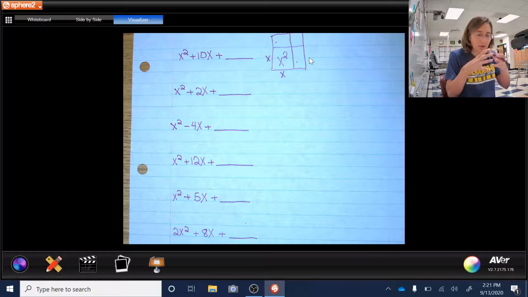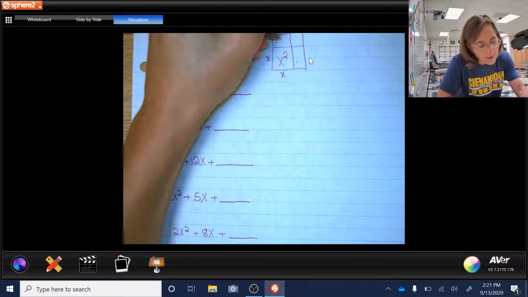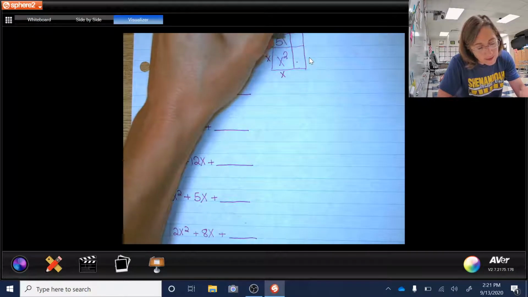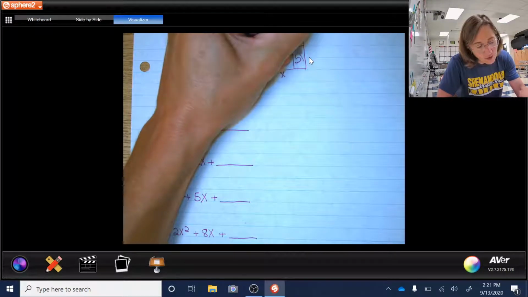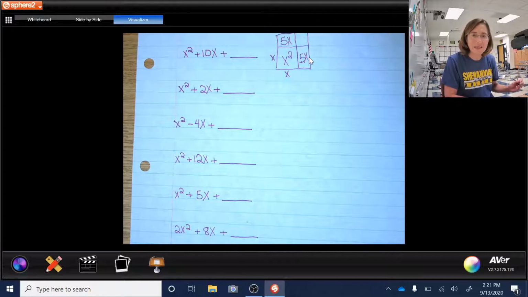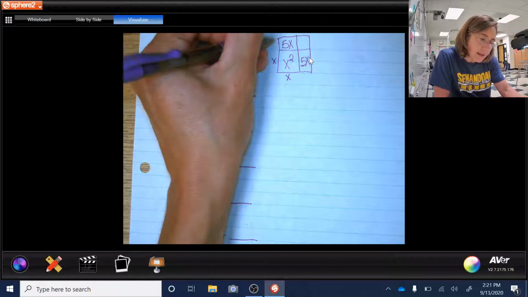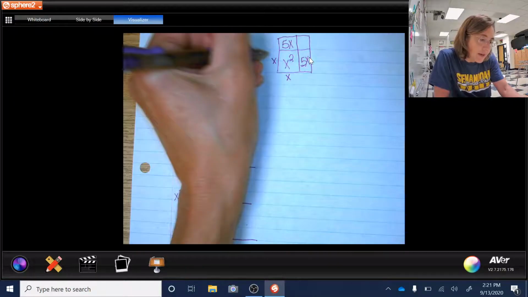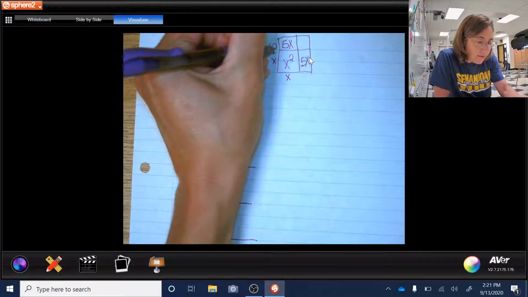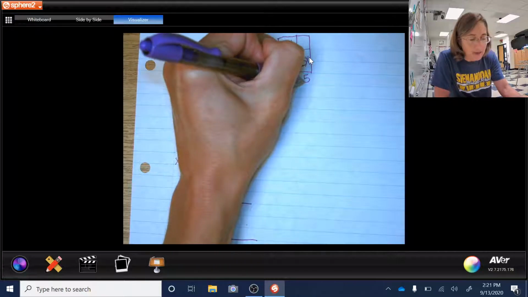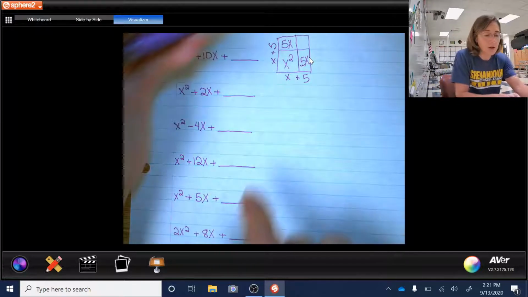If I've got 10 x's to work with, split them up evenly. How many get to go in each of those zones? Well, that would be 5 x's. So 5 x's go in each of those zones. So that accounts for all 10 of the x's that I have. So that means that this binomial must be an x plus 5, and this one must also be an x plus 5.